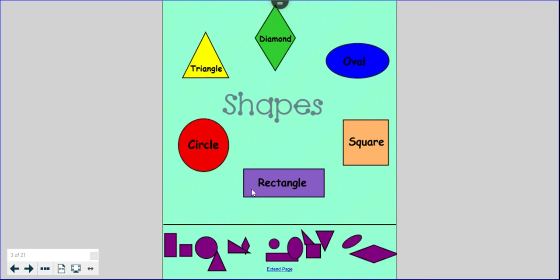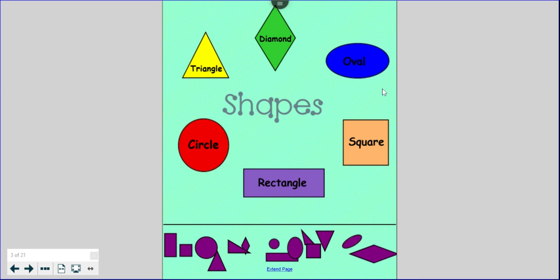All right, let's say our shapes together. I'm going to point and you say the names. Don't let me trip you up. Pay attention. All right, awesome job, friends.